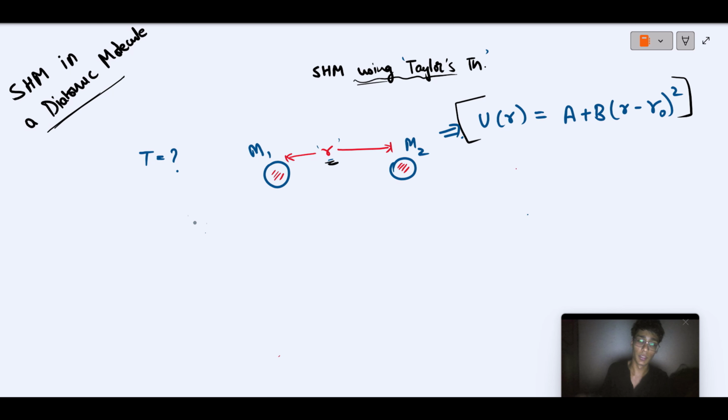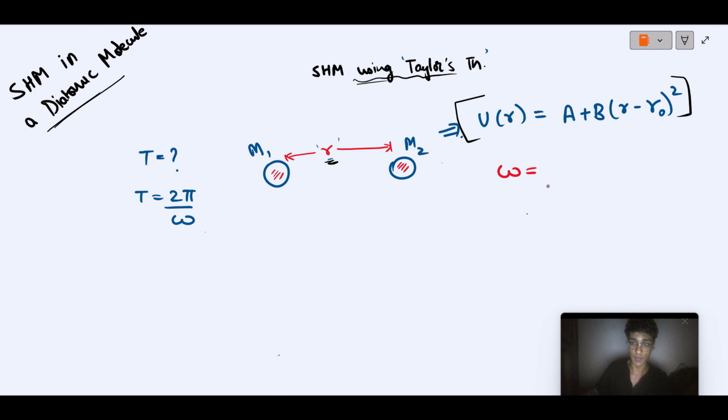In order to figure out the time period, we'll have to figure out the value of omega, since the time period is 2 pi over omega. We know that omega is equal to the root of k over m for any problem in SHM. But since we do not have k here, we'll be using Taylor's method of SHM in this question.